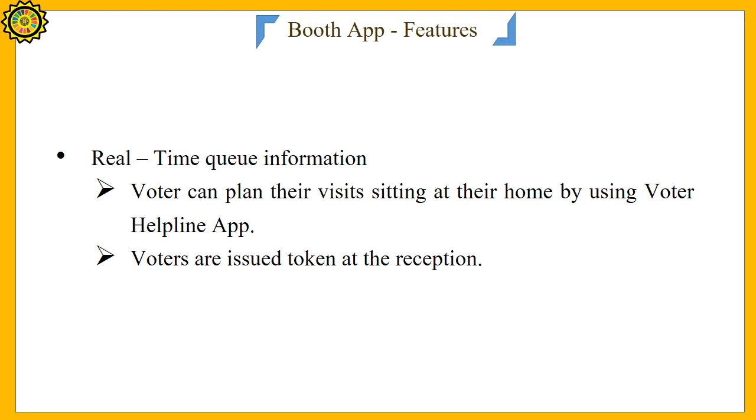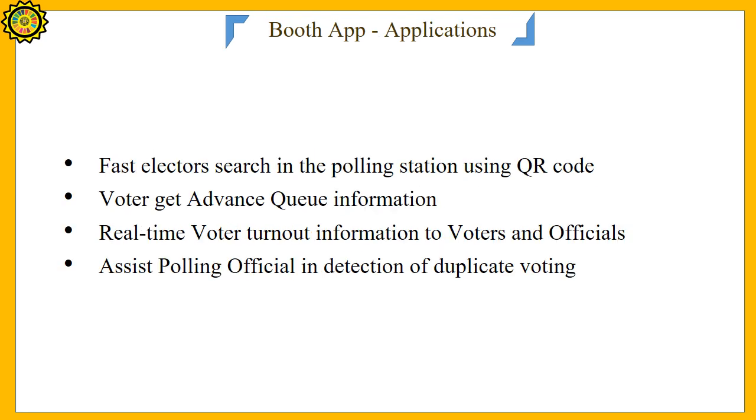Features of Booth app: real-time queue information. Voters can plan their visits sitting at their home by using the Voter Helpline app. Voters are issued a token at the reception. Fast electoral search in the polling station using QR code. Voters get advanced queue information. Real-time voter turnout information to voters and election officials. It assists polling officials in detection of duplicate voting.